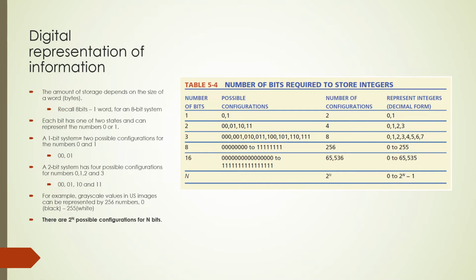For example, a 1-bit system is 2 raised to the power 1 and has 2 possible configurations for the numbers 0 and 1. These are the binary digits 0 and 1 as shown in the table. A 2-bit system has 4 possible configurations for numbers 0, 1, 2, and 3. These are the binary digits 00, 01, 10, and 11 as shown in the table. For example, an 8-bit ultrasound image system will have 2 raised to the power 8 or 256 possible grayscales, with 0 as black and 255 as white.